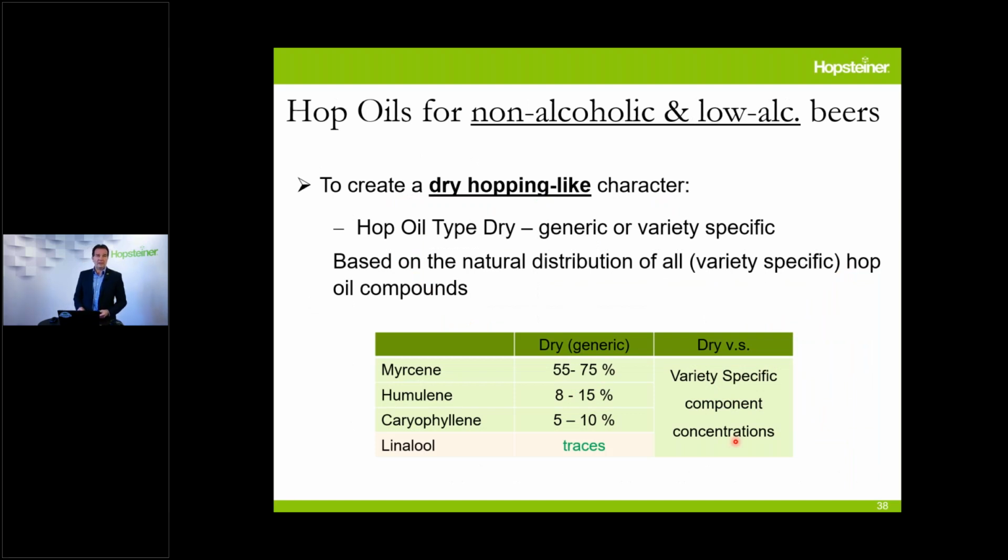Here we have the dry family. We have a product that is a generic one. These are the remaining fractions from the other processing. We have only traces of linalool, and we have reasonable concentrations of mono- and sesquiterpenes inside. And the dry variety-specific depends on the variety-specific situation regarding these certain components in a crop year. That can also differ a little bit from crop to crop, so that you have a little less myrcene and a little more linalool. It differs by the crop year. That's something we have to know and that we bring together with a certificate of analysis when we sell these products to our customers.